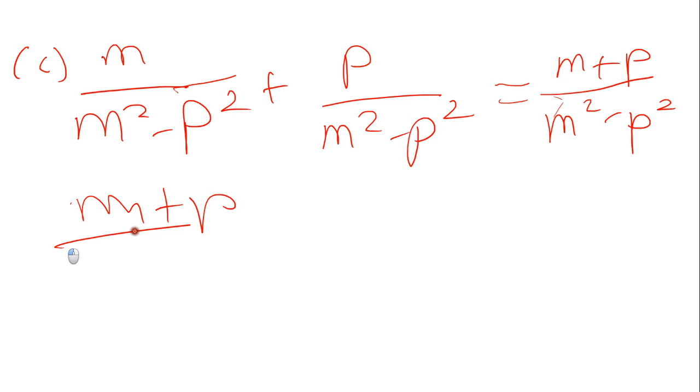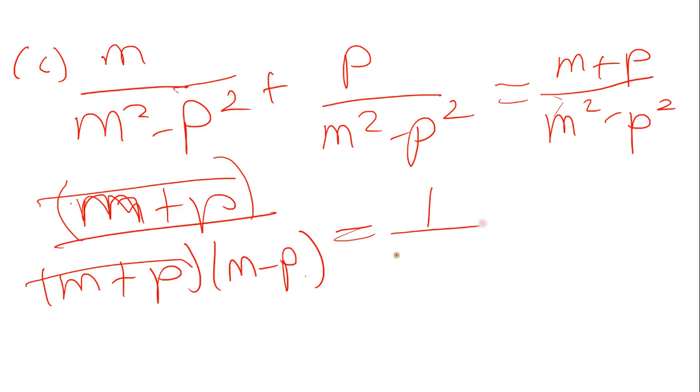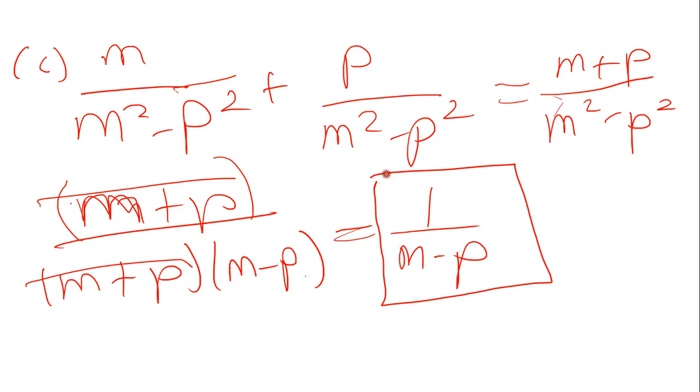So we've got m plus p in the numerator. Alright, so we have m plus p times m minus p, what we learned before, right? I'll just go ahead and put that in parentheses. You don't have to, but it's easier to keep up with. So m plus p over m plus p is 1. So we basically have 1 over m minus p. That is as far as you can go with that in terms of what we're doing.